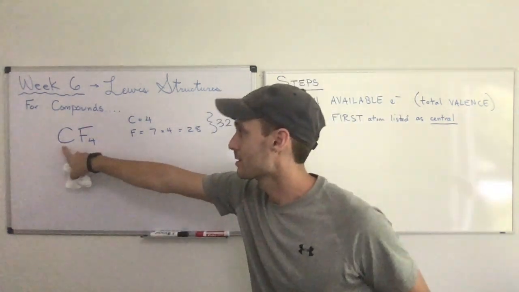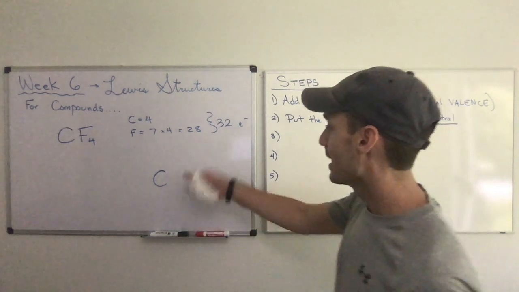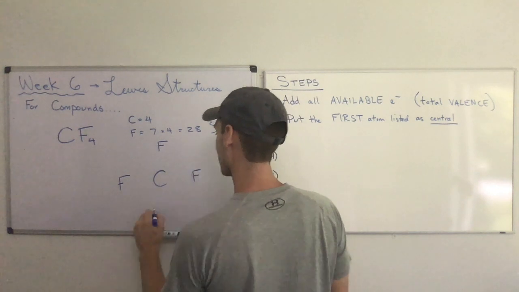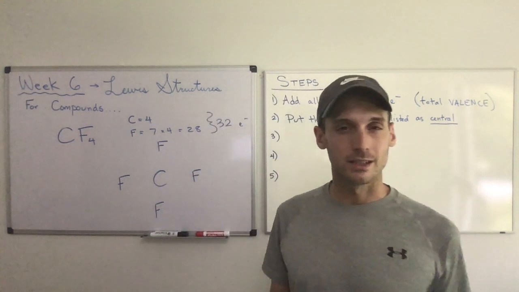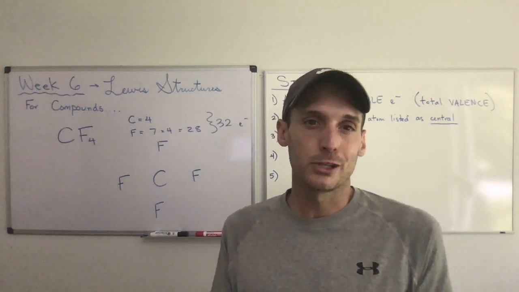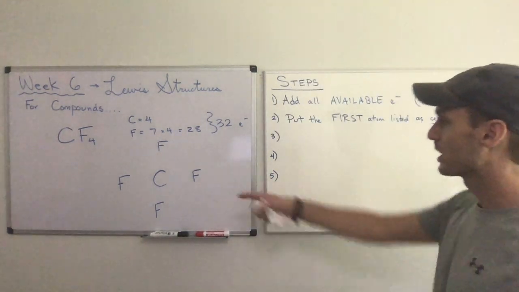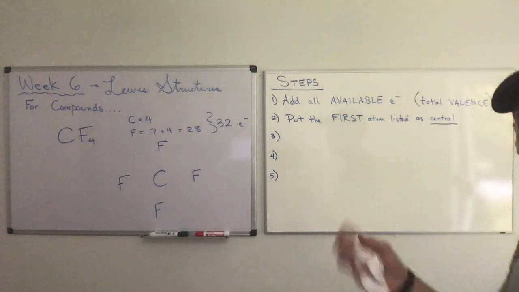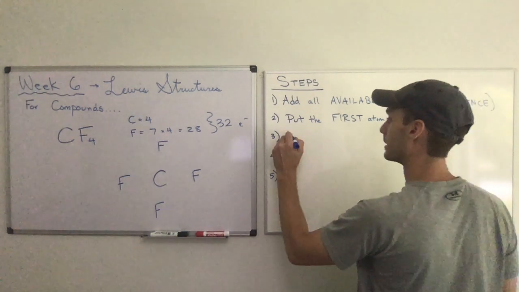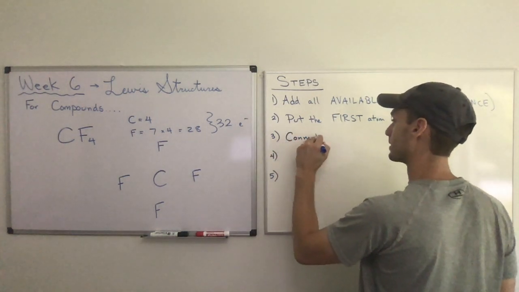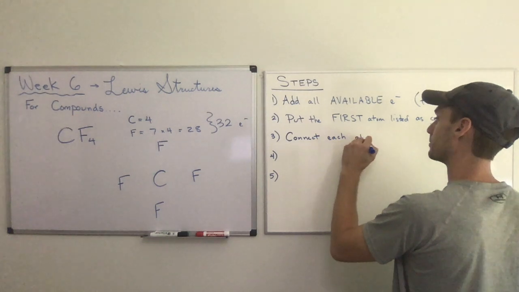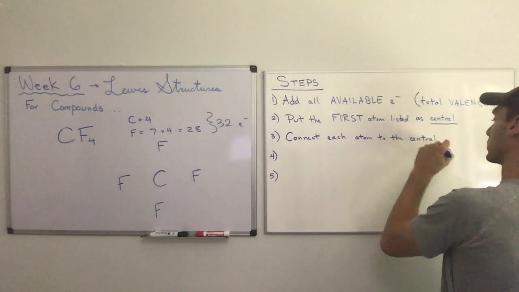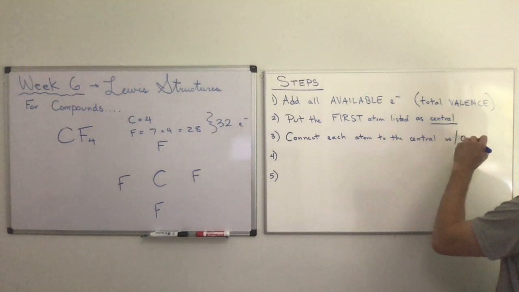The first atom listed is carbon, so that will be our central atom. And then I'm just going to put the 4 fluorine atoms just kind of symmetrically around it. Okay, that's kind of the goal. We want to get this as symmetrical as possible. Okay, so that's number 2. You put them in the arrangement with the central atom in the middle, all the others around. And then number 3, you are going to connect each atom to the central with 1 bond.